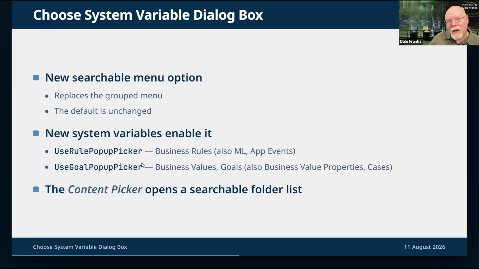Well, what we've done is we have now added a new searchable menu option so that you can actually search for the business value you want. Now, this assumes that you know the business value's name, or at least part of it, so that you can search for it. Although I think generally in the case of implementation, when you're building something, you kind of know what business value you're looking to grab, so you most likely know the name of it. So there is a new option to open up a searchable menu. Basically, it's a content picker that is searchable so that you can search for the item that you want.